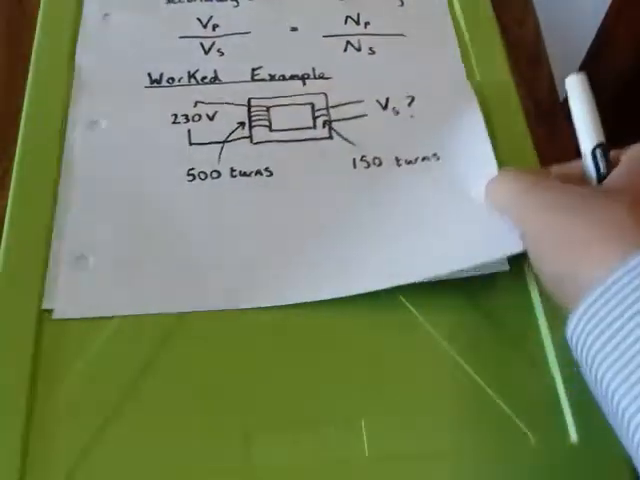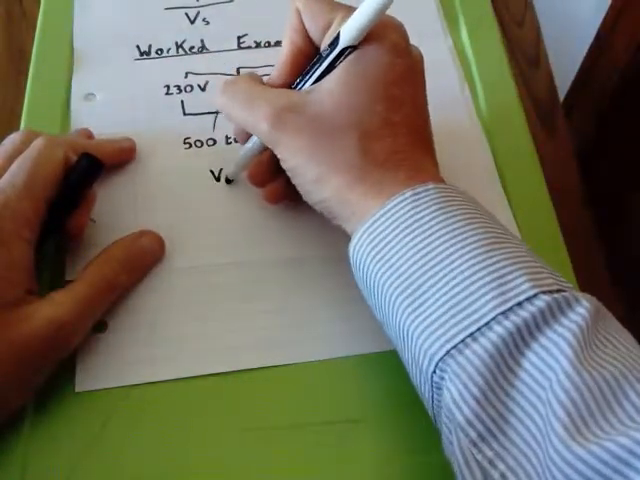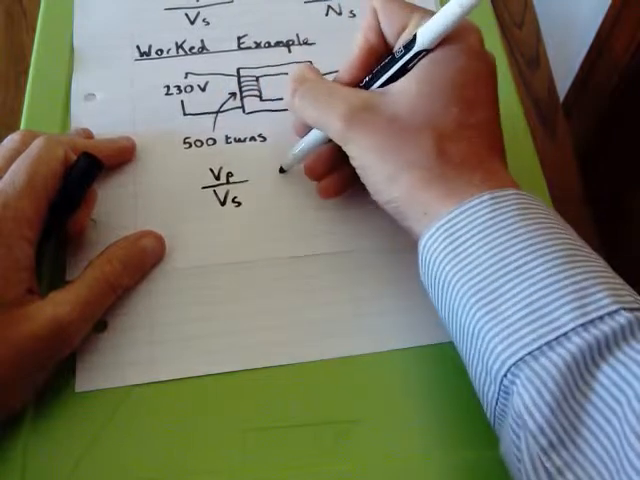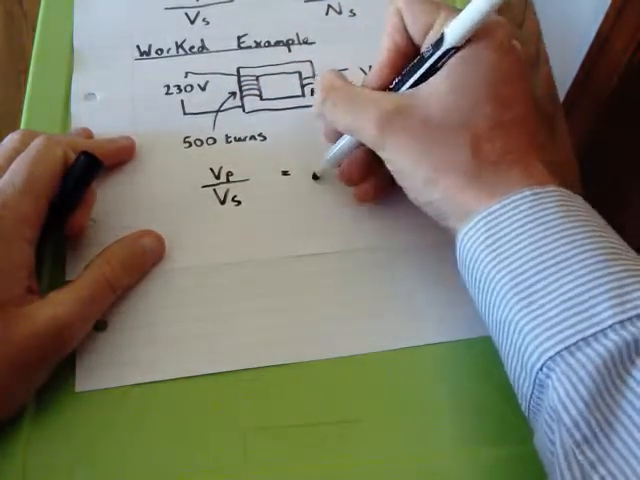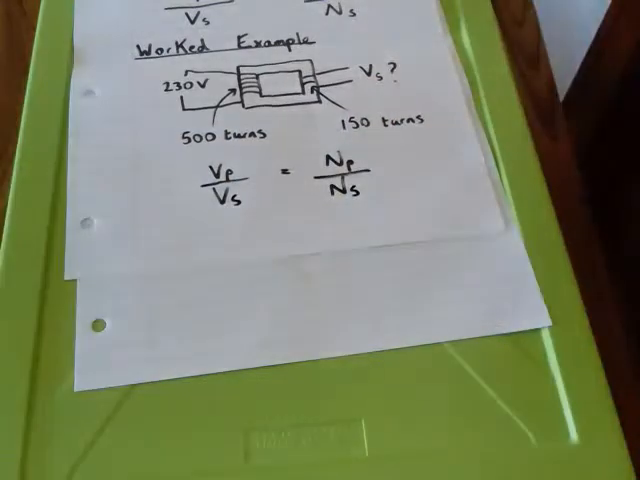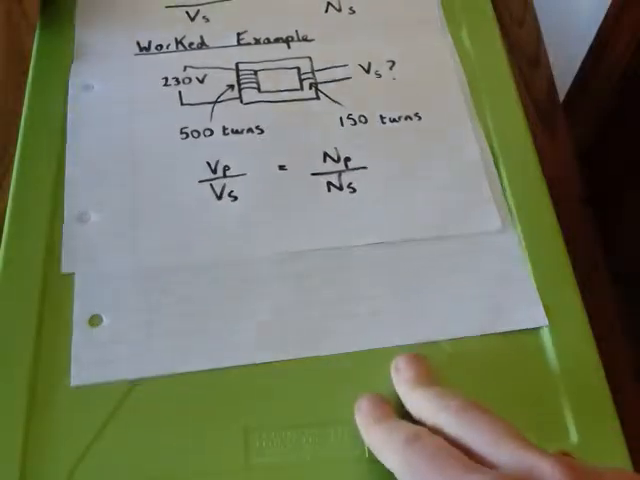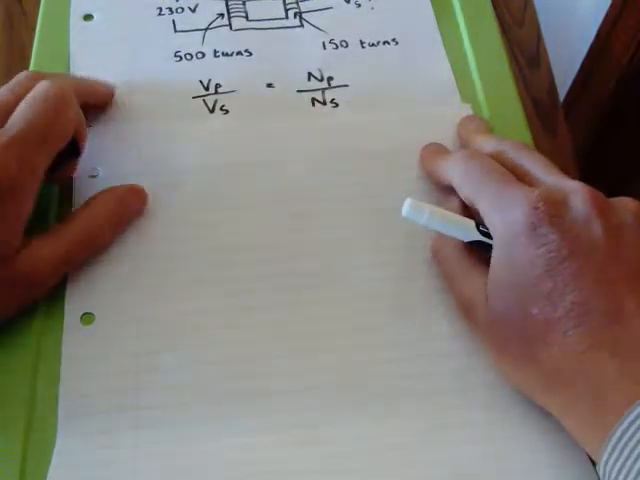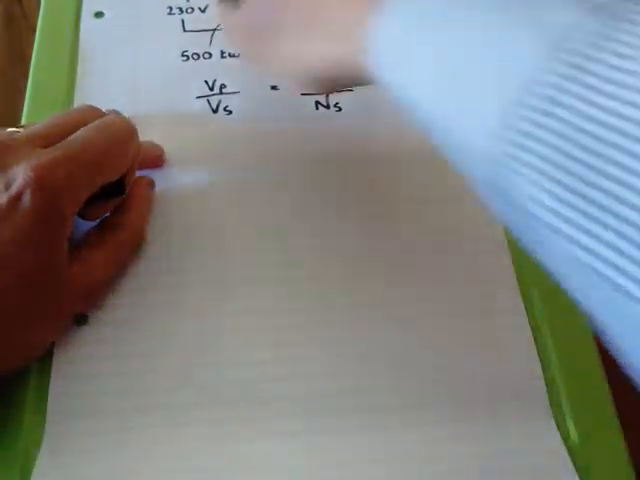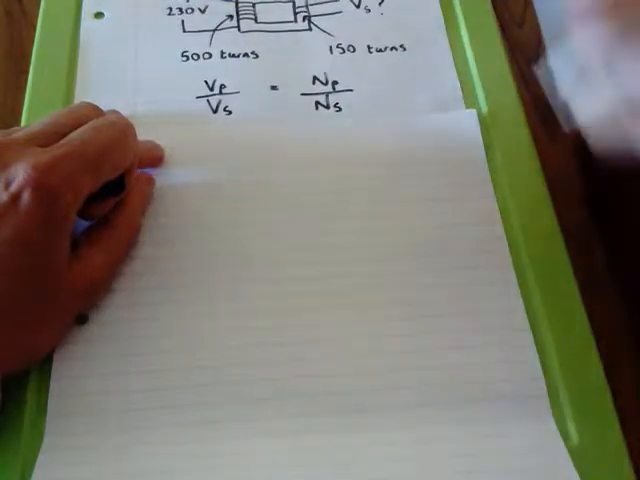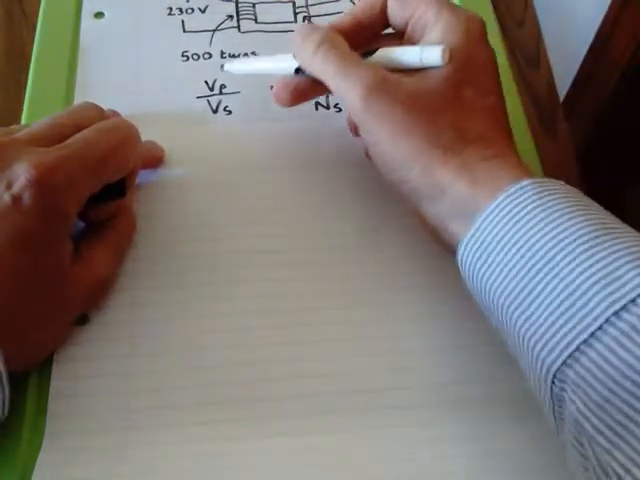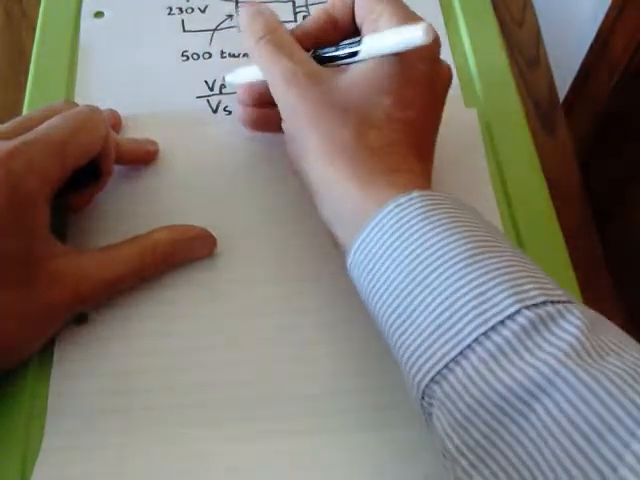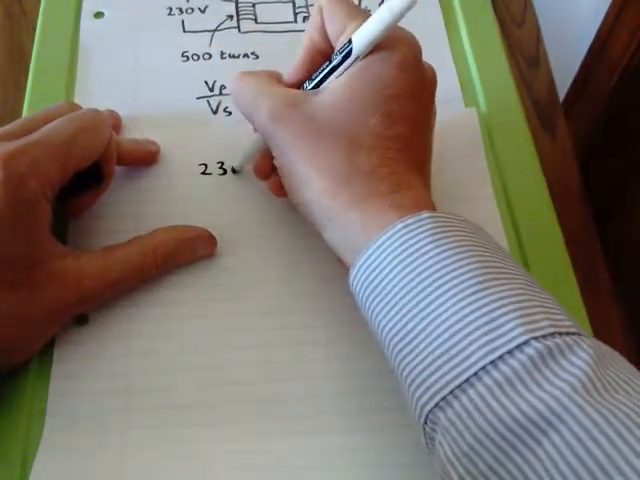So we employ this equation. And because it's the first time I've been through it, I'm going to state the equation first. Vp over Vs equals Np over Ns. And I'm going to go on to a second piece of paper because I've just run out of space, but you can just carry on where you are. And then we simply put the numbers where we know them. Just by convention, this side's primary, this side's secondary. So we know that the potential difference on the primary is 230. So where Vp was, we put 230.